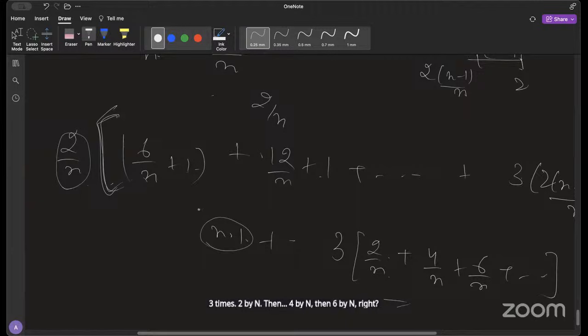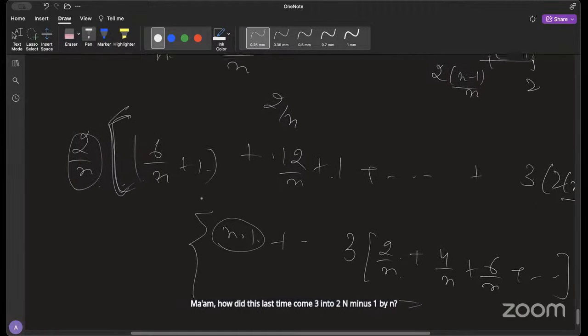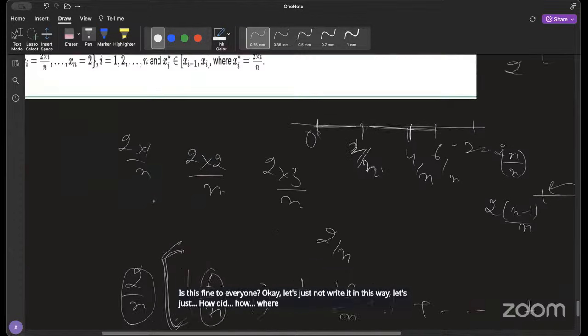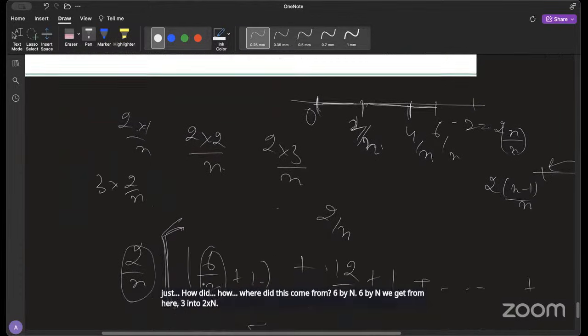Ma'am, how did we find this last term, 3 into 2n minus 1 by n? Okay, let's just not write it in this way. Where did this come from? 6 by n, we get from here, 3 into 2 by n, right?